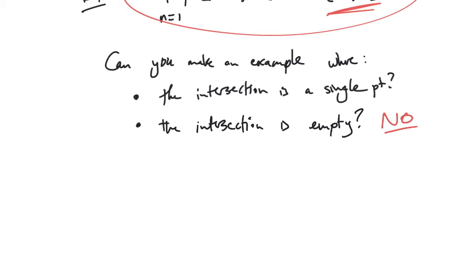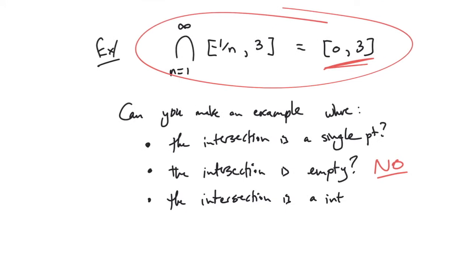Can you make it so that the intersection is an interval, but not a closed interval? You'll notice in that example that I did last time, you get an interval, and it happens to be a closed interval. I wonder, is it possible to make it an interval, but not closed? And then I've got one more.